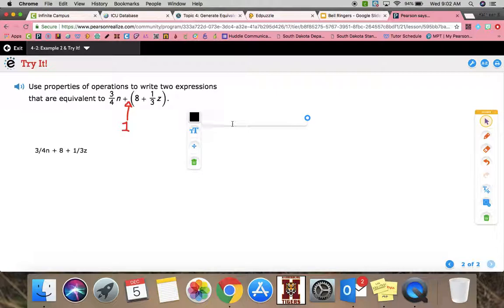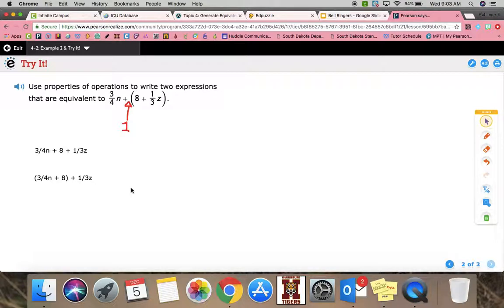Okay, when we use the associative property, the numbers have to stay in the same order. So it still has to be 3 divided by 4n plus 8 plus 1/3 z. They have to stay in the same order, but instead of being here, we can move them here. Right? That's the associative property. When there are parentheses, we can put those parentheses around two other numbers as long as they're in the same order and get the same equation.